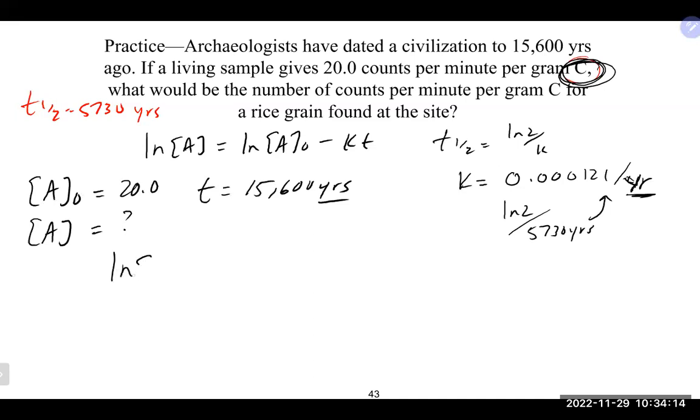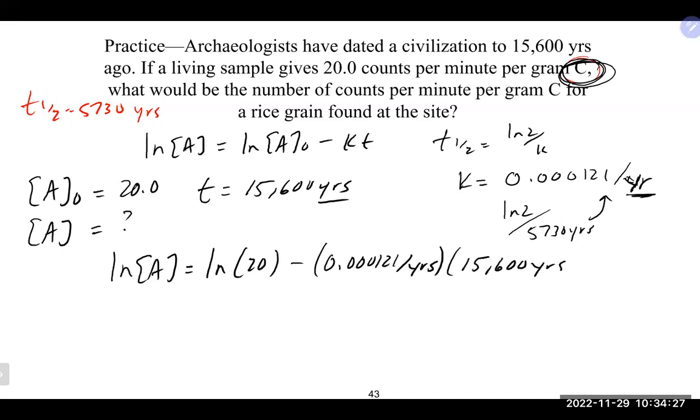So that would give us the natural log of A is equal to the natural log of 20 minus our 0.000121 years times the 15,600 years. Years here will cancel. We could clean up the right-hand side there. And that would get us the natural log of 20 minus 0.000121 times 15,600. Looks like a 1.10813. Once again, we're going to E both sides there.